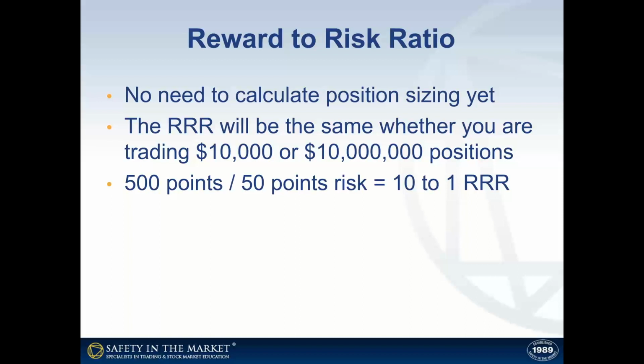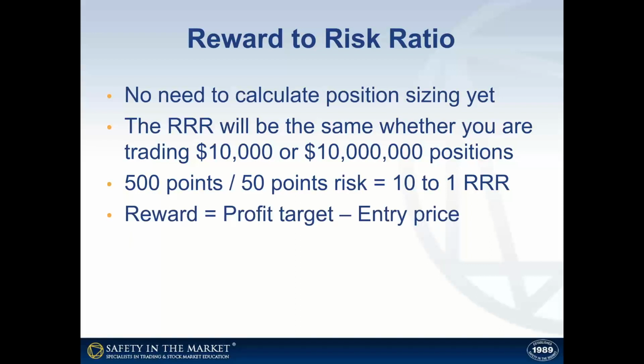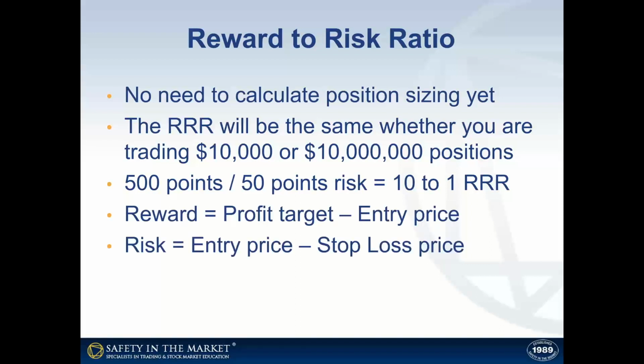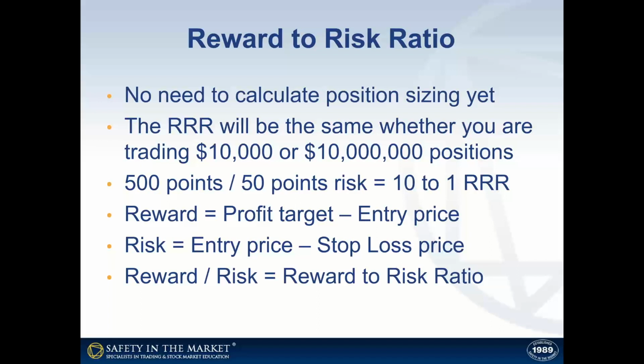So I can very quickly work out my reward on the trade, which is my profit target minus my entry price. I can work out my risk on the trade, which is my entry price minus my stop loss price. And then I can work out that reward to risk ratio very quickly, within a few seconds. Usually I get a rough idea in my head and I'll know straight away, yes, this is more than 10 to 1, or no, this is less than 10 to 1.